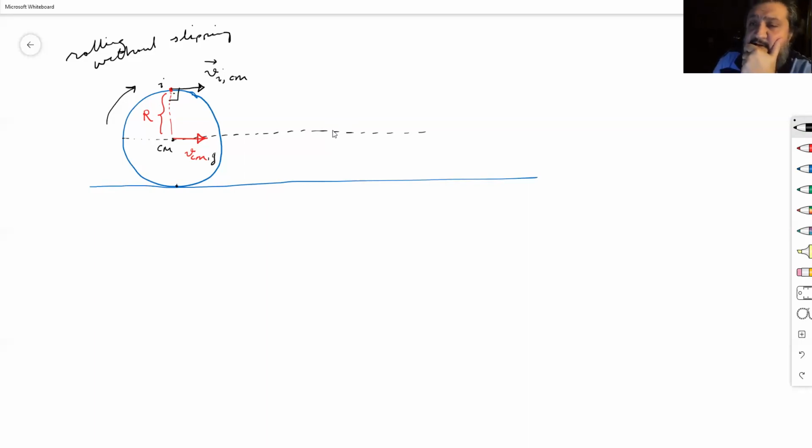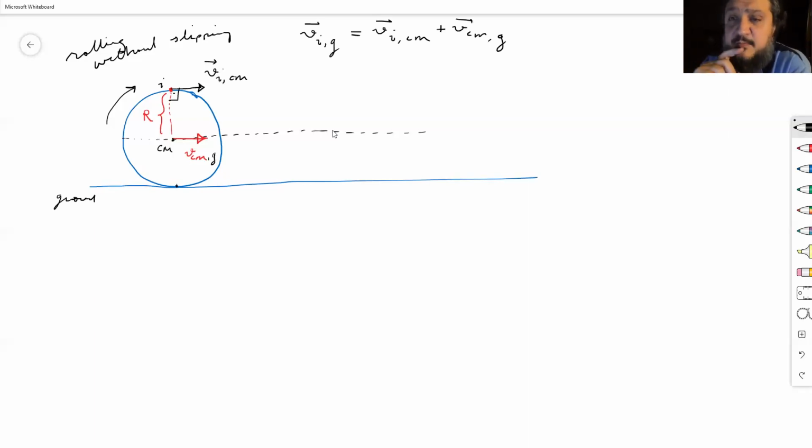Okay, but there's also the velocity of that point on the rim with respect to the ground, VIG, which I know how to write. That is VICM plus VCM with respect to the ground, right? And that's true for every point. But let's just focus on points on the rim for now. Okay, the points that will have contact.